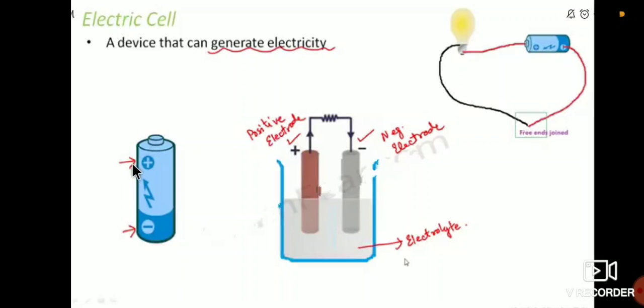That means electric charges flow from one end to the other end in a circuit for the glowing of a bulb or for generating current. Electric current means there is a flow of electric charges. So one is the positive end and another is the negative end. This is the simple cell. The negative end is always connected to the positive end, and the positive end is always connected to the negative end.